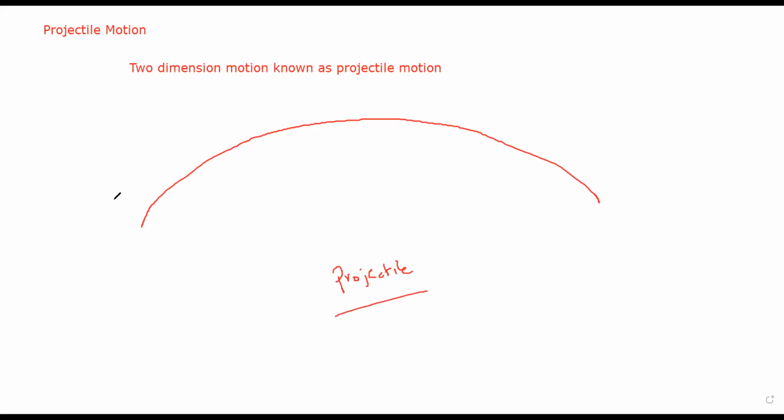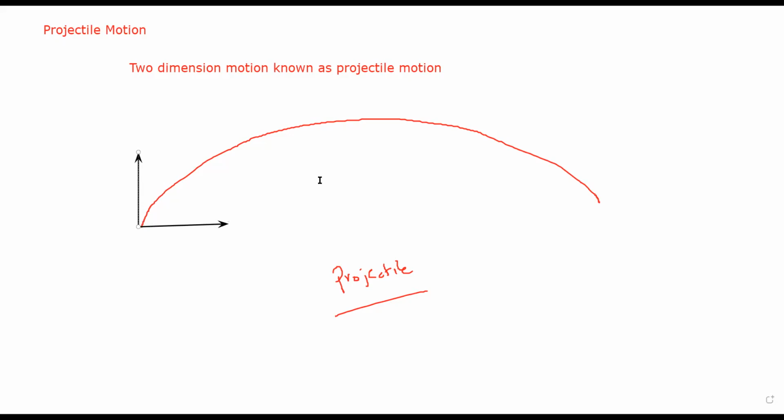Why do we call this projectile motion? Because it has two components of motion. One is horizontal, because it is moving and covering a horizontal distance. Another one is vertical, because it is moving up.